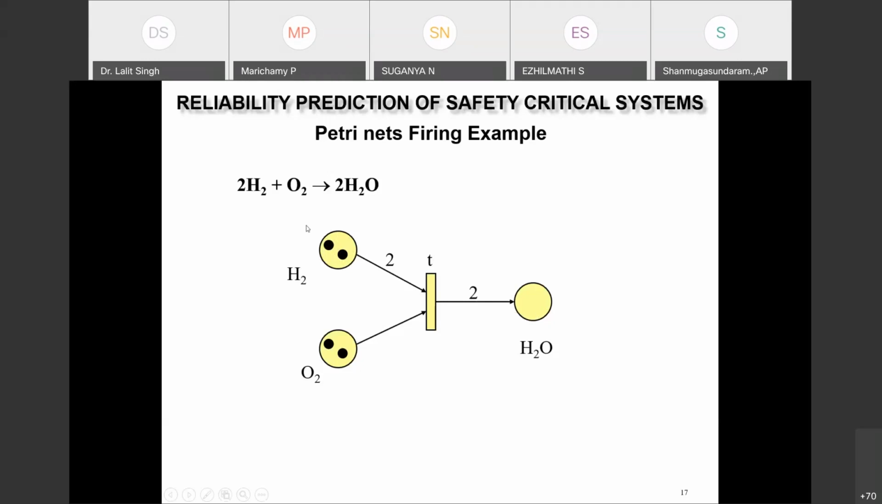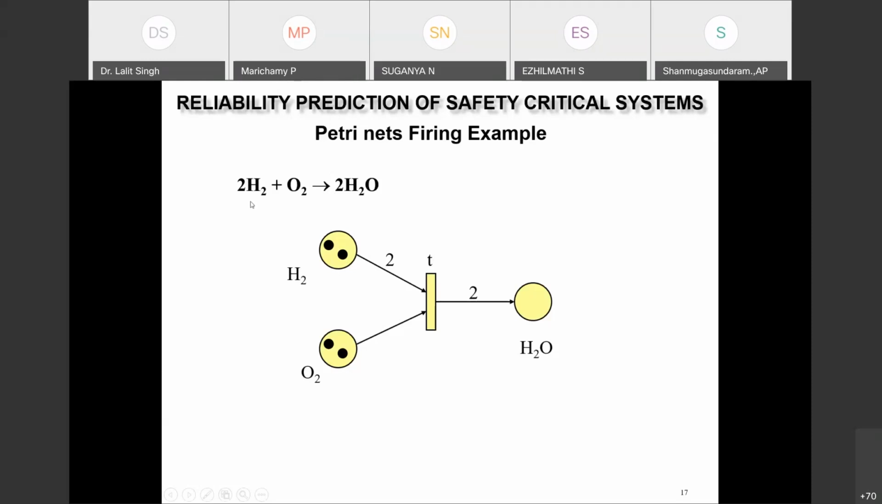So these 2 tokens, why hydrogen? I have put 2 tokens because hydrogen contains 2 atoms. So I'm trying to represent the number of atoms of hydrogen by tokens. Similarly, I'm trying to represent the number of atoms of oxygen, that is 2 here. Now, if you see, this figure is a Petri-net figure and it represents the state of the system. It basically represents the left side of this chemical reaction.